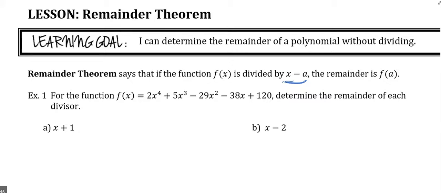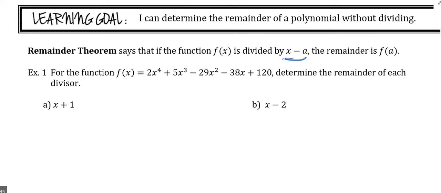Notice that it's x minus a, and I'm putting in a. And this is very similar to when we were doing factored form. If you think of this as a factor, what makes that factor 0? So I'm flipping the sign. Let's take a look at this example. To determine the remainder without dividing, this is the trick, because dividing takes a lot longer. Evaluating a function is very easy and short.